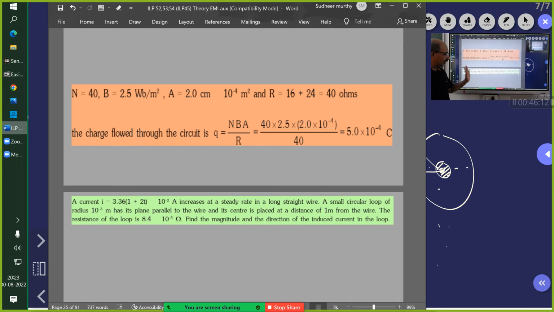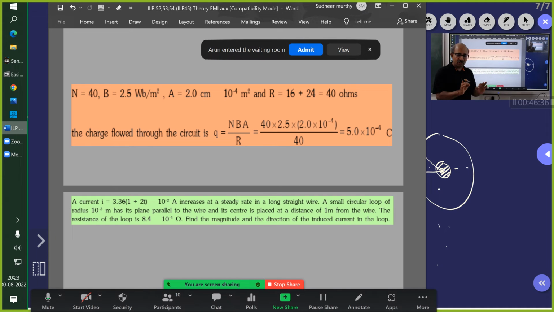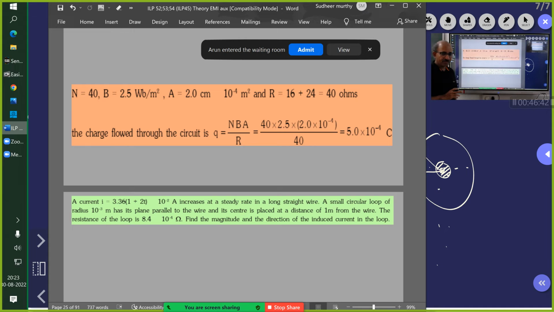In physics, you know, there are no unnecessary words used. Understand? They will not use even one unnecessary word. No adverb, no adjectives, and no unnecessary words. If they wanted, they could have written a circular loop of radius. Correct? Why did they use small? Small for us means you can consider it very small. So that means they are indicating to us that you can consider the magnetic field to be constant.